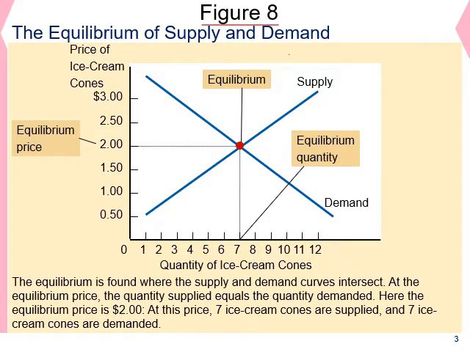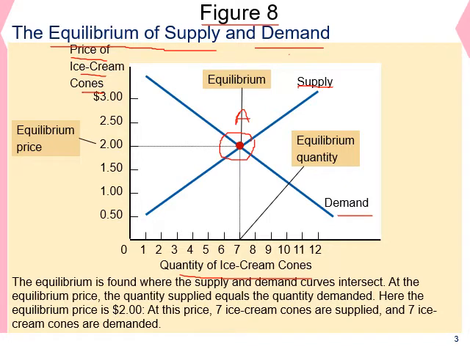Figure 8 shows the equilibrium of supply and demand for the market of ice cream cones. Again, we're going to put the price of ice cream cones on the vertical axis, or the y-axis, and the quantity of ice cream cones on the horizontal axis, or the x-axis. So the equilibrium of the market is reached where the supply curve crosses the demand curve. Let's call this equilibrium point A.